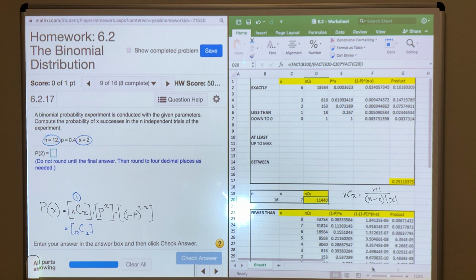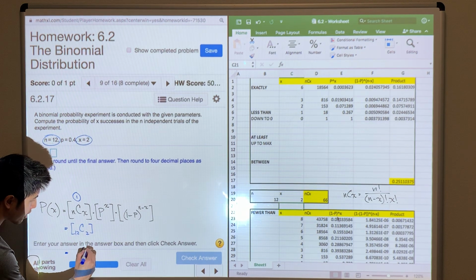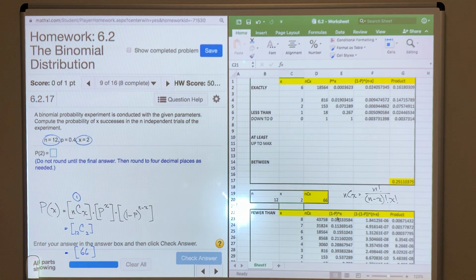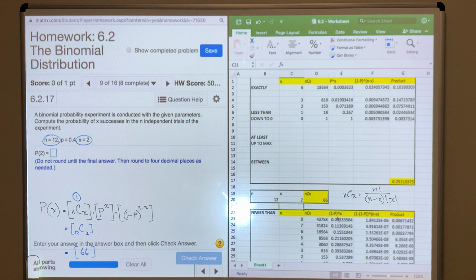So over here, I'm going to come over to my spreadsheet. You can make it up on your own spreadsheet, or alternatively, you could simply do it on your calculator or the website. So that is 66. 12C2 is 66. There are 66 ways of having 2 successes out of the 12, okay? With that said, what's the next thing we need to calculate? The probability to the x.